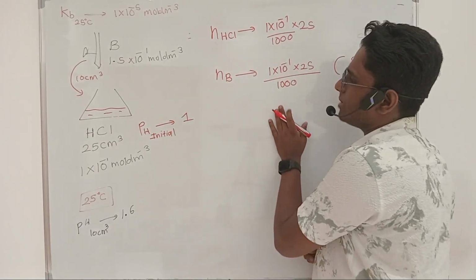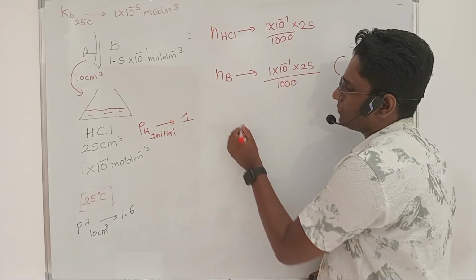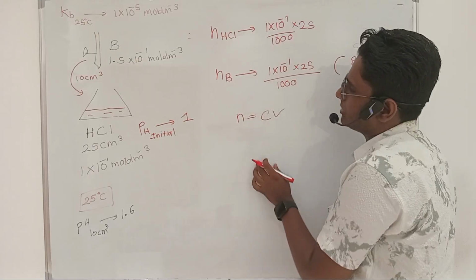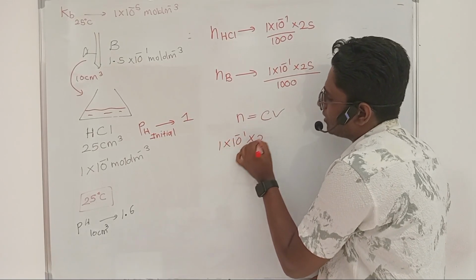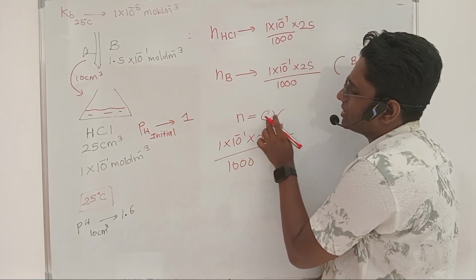Now we know the moles of base needed, so we have to find the volume needed. How can you find the volume? You can use the equation n equals CV. What is n? Moles of base. What is the moles of base? 1 × 10^-1 × 25 over 1000. That is the moles of base needed. And what is the concentration of the base added?